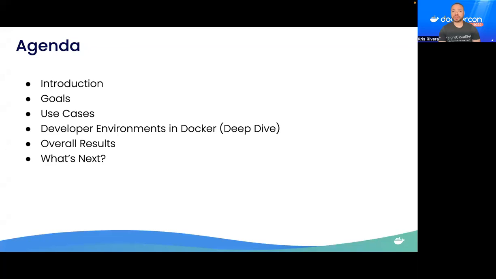The agenda for this breakout session is as follows. We'll go over a brief introduction of Rapid7 and Inside Cloud Security, followed by the goals we've set forth as an engineering practice. Next, we'll review the unique use cases around automation we have with Docker. Then, we'll do a deep dive into the main topic of this session, developer environments in Docker, where I will be giving you a detailed history, analysis, and code examples for being able to build a Docker development environment of your own. Finally, I'll show you the overall results of our efforts and what's next for Inside Cloud Security.